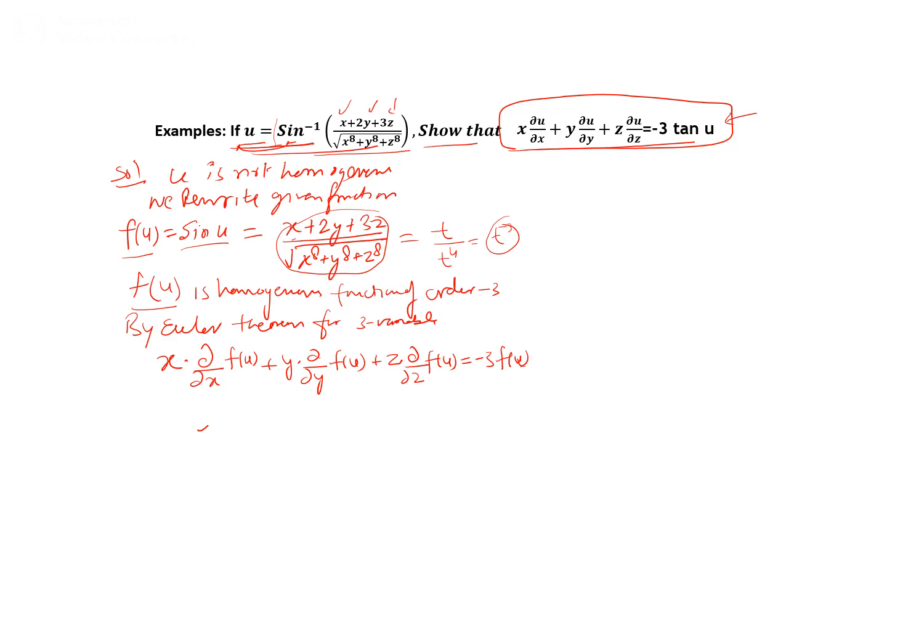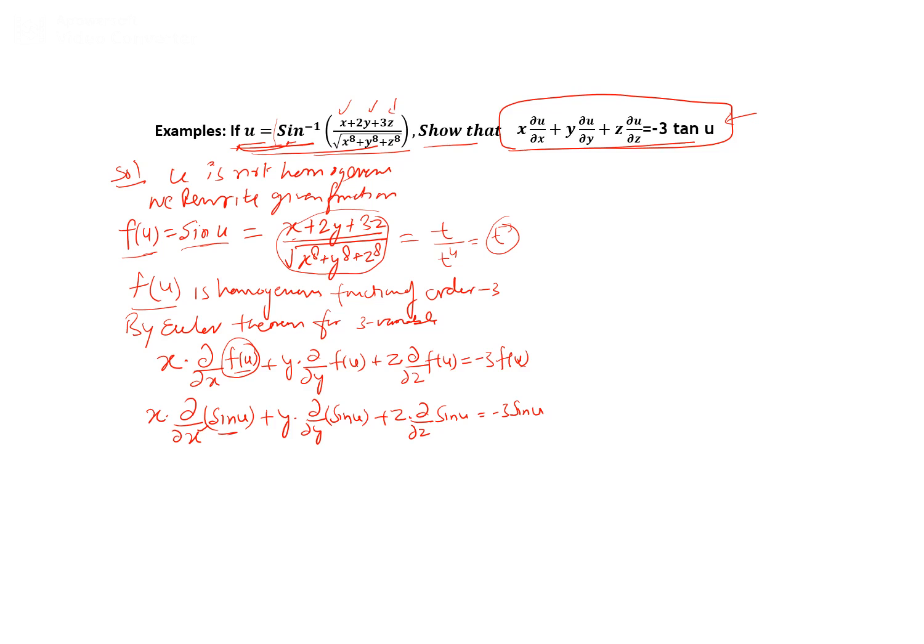So we apply the f u here. So what do we write? x into, and f u is what? A homogeneous function is a function of x, y, z also. So we write del upon del x of sine u, plus y del by del y of sine u, plus z del by del z of sine u, equal to minus 3 times sine u.